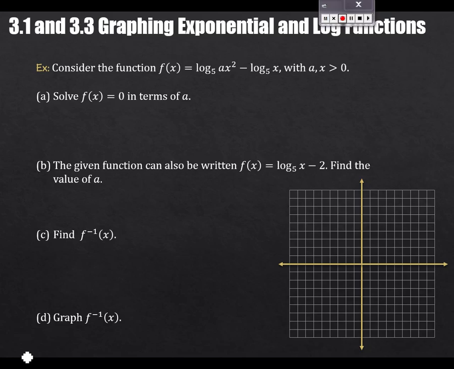Okay, so here's some crazy function. Here it is: log base 5 of a times x squared, minus log base 5 of x, where a and x are positive. So I'd like to solve this equation. Set equal to 0 is what this says. Set that equal to 0 and solve for x. So let's do it.